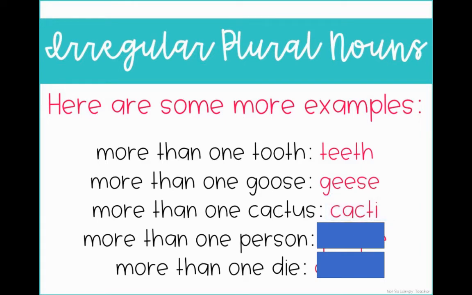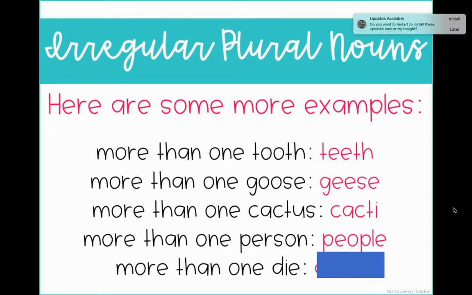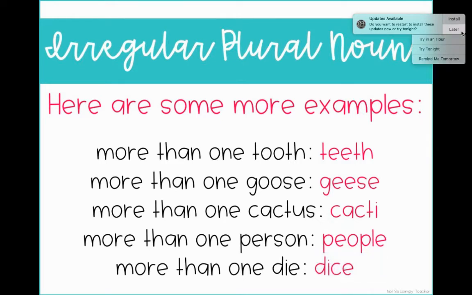Maybe there's one person in the room, but there could be multiple people in the room. And whenever we're playing a game and we have those six-sided cubes, one of those is called a die. But if we have multiple, that's when it becomes dice.